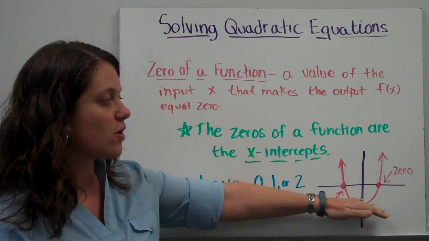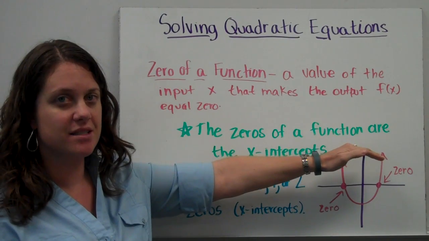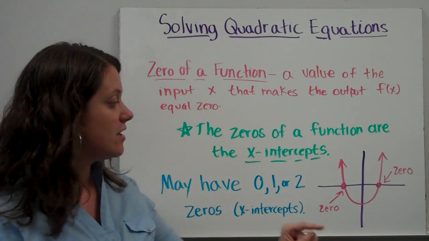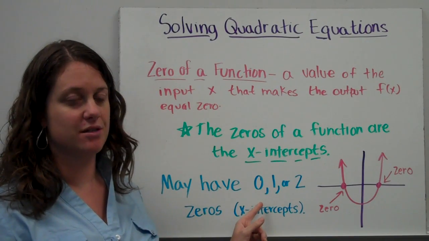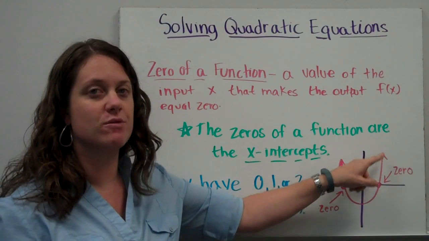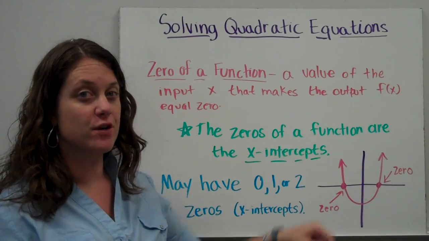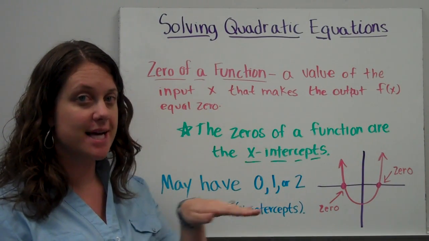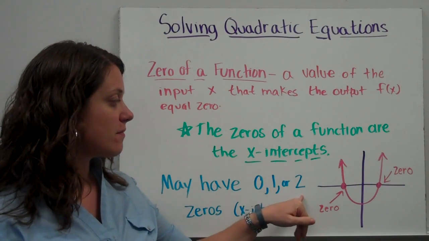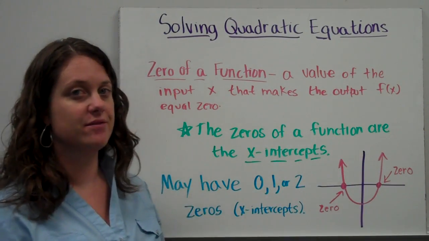Now it's possible that if the whole thing was above the x-axis, or it was turned the other way and the whole thing was below the x-axis, you might have 0 x-intercepts. Also, if it just touched the x-axis, like y equals x squared, and the vertex was on the x-axis, then it could have 1. But most often it's going to have 2.